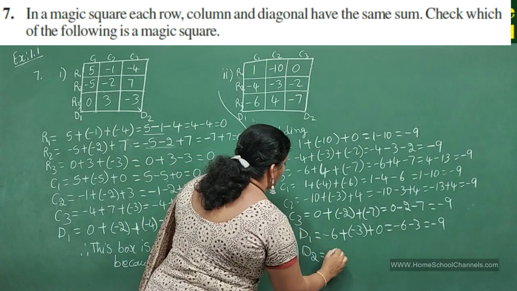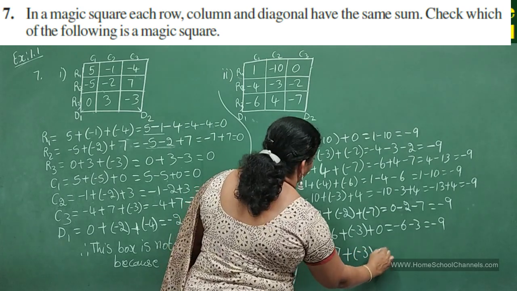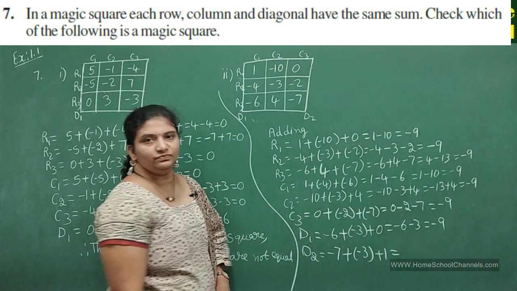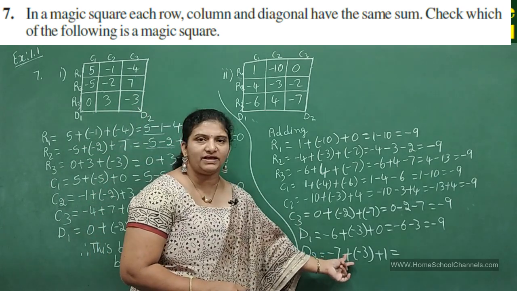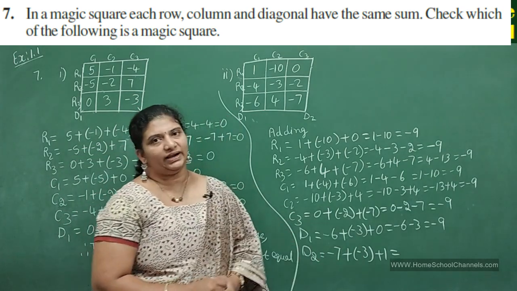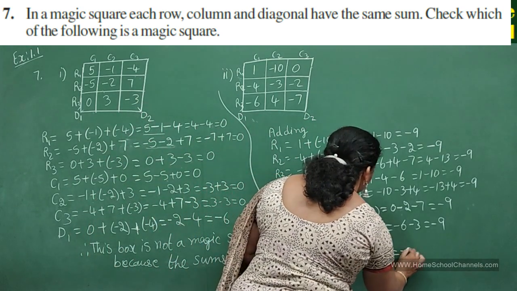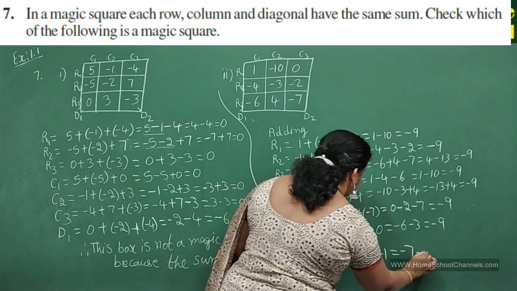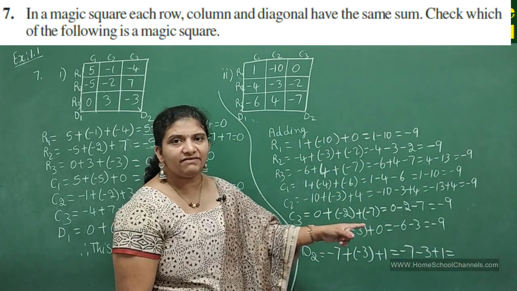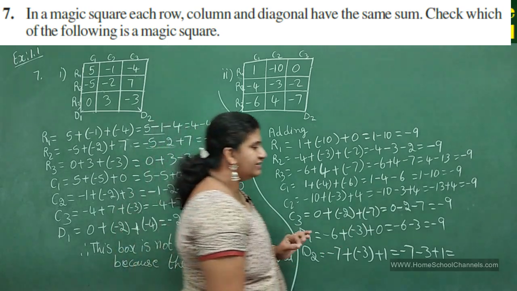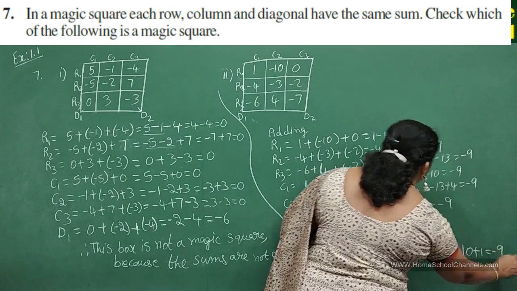These: minus 7 plus of minus 3 plus 1 equal to. Okay. What is your second diagonal? Minus 7 plus of minus 3 plus 1 equal to. Multiply the signs. Minus 7 plus into minus, minus 3 plus 1 equal to. Minus 7 minus 3 will be minus 10. Minus 10 plus 1, minus 9.